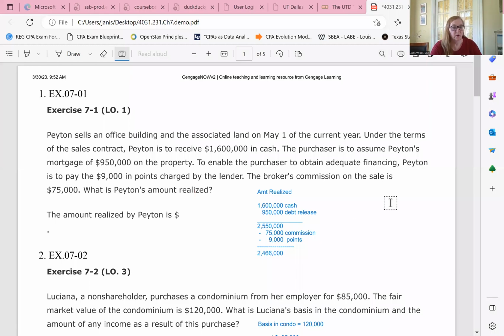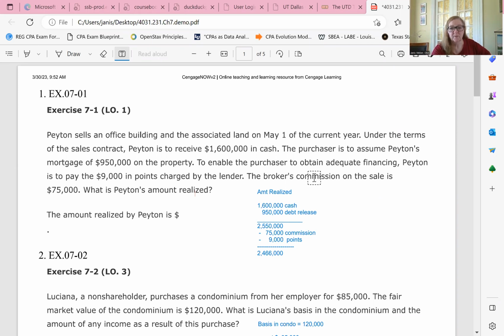Okay, so we're going to work some problems with Chapter 7 and property transactions. Most of this is about acquisitions and determining the basis, and then some simple gain or loss scenarios based on those differences in the methods of acquisition or the basis calculations. So let's see. We're going to start with exercise 7.1.